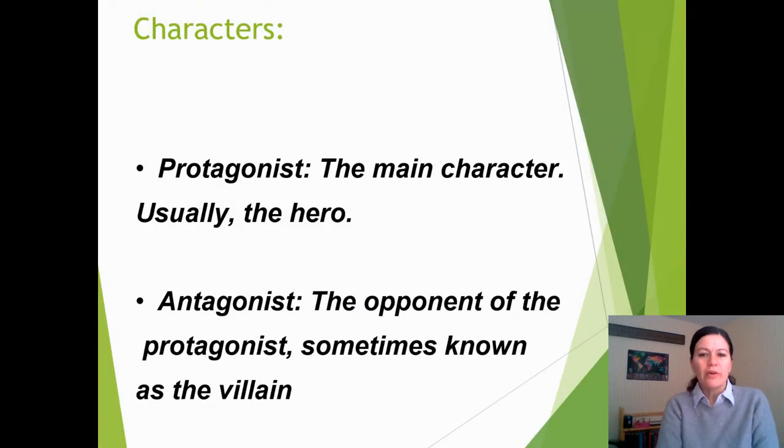In all of the stories that you read, you're going to have a protagonist and the antagonist. The protagonist is the main character, usually the hero. The antagonist is going to be the opponent of the protagonist, sometimes known as the villain. If we think of the story Three Little Pigs, well, the little pig who built the strongest house out of bricks, he's the hero of the story, the protagonist. The big bad wolf is the antagonist, the one who's trying to make life difficult on all of the three little pigs.